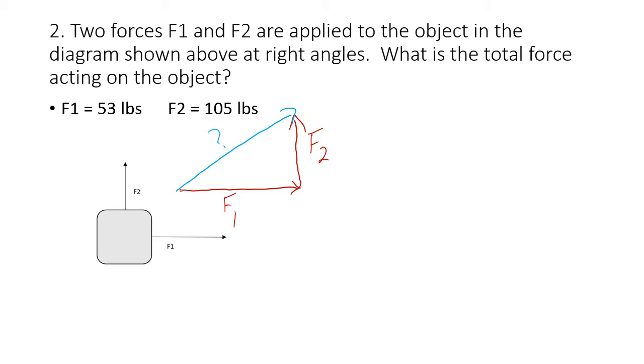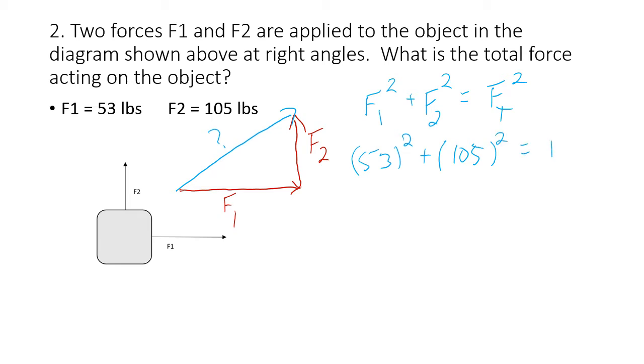To do that, all we need to use is the Pythagorean theorem. So we can say F1 squared plus F2 squared equals our total force squared. So F1 is 53 pounds squared plus F2, which is 105 pounds squared, equals our total force squared. And when we solve that, we get our total force is equal to 118 pounds. All right, so I was just using the Pythagorean theorem to solve for that one.